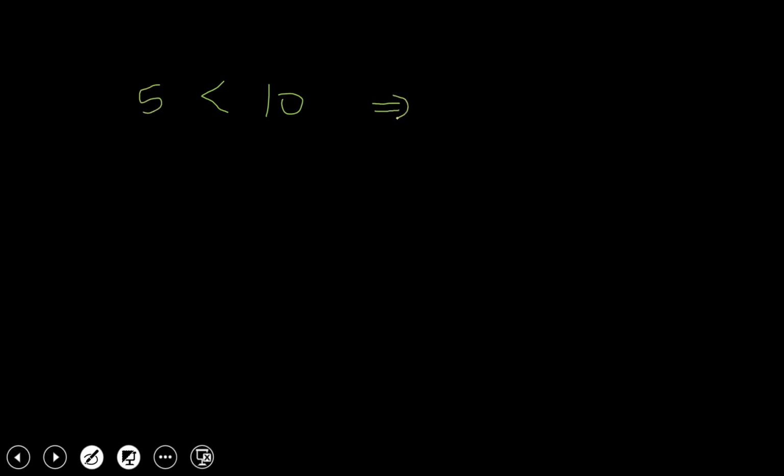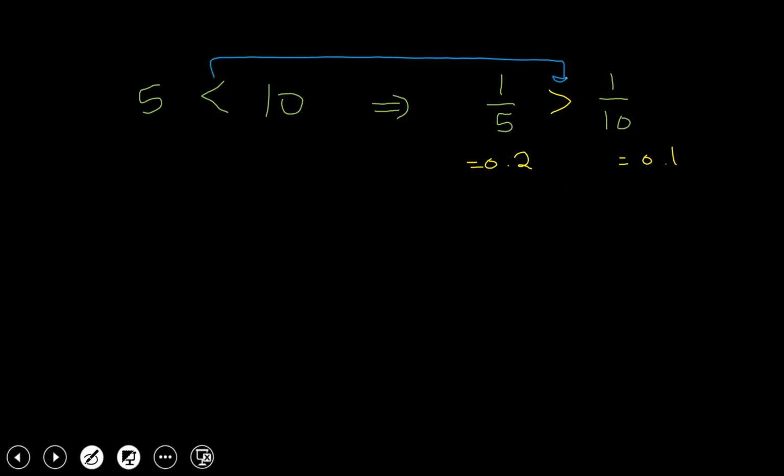Yet, when we find the reciprocals, 1 over 5 and 1 over 10, which is greater? 1 over 5 is equal to 0.2. 1 over 10 is equal to 0.1. Which one is greater? 0.2 is greater than 0.1. So 1 over 5 here is greater than 1 over 10. Okay, so what happened to the inequality in this case? The inequality changes, as you see. It was less than, it becomes greater than.